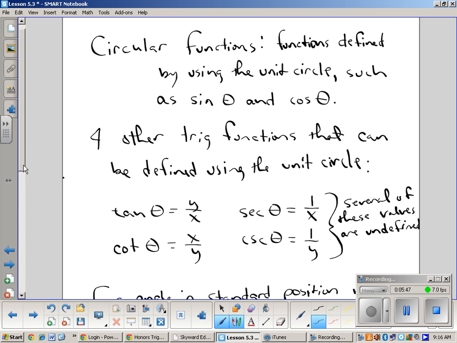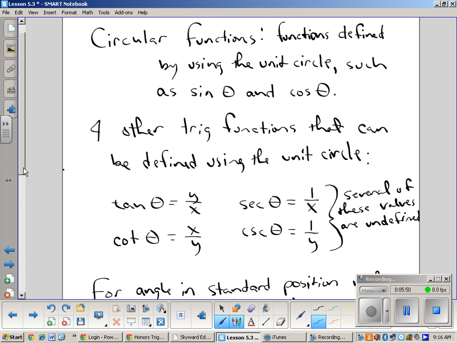Circular functions. Functions defined by using the unit circle, such as sine and cosine, are circular functions. Four other trig functions that can be defined using the unit circle are tangent, cotangent, secant, cosecant. I'm going to pause so you can copy this down, then we'll talk about it.